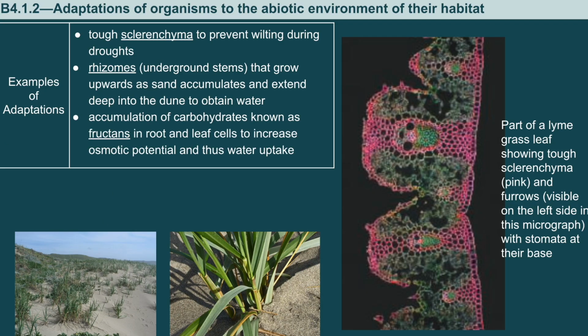And lastly, they have accumulation of carbohydrates known as fructans in root and leaf cells to increase osmotic potential and thus water uptake. So remember, water is going to go from low to high solute concentration through osmosis. And so if they can have accumulation of carbohydrates and increase the solute concentration in the roots, that's then going to allow for water to move along the gradient into the plant.